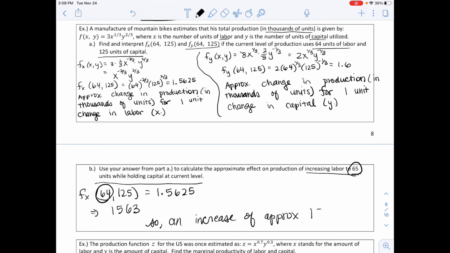and so we increased by 1,563, and what we're talking about, if you go back up and look, was mountain bikes. So I'll just put down bikes. So if we are able to increase our labor from 64 units, however they're measuring that, to 65, we can increase our production of mountain bikes by about 1,563 bikes.